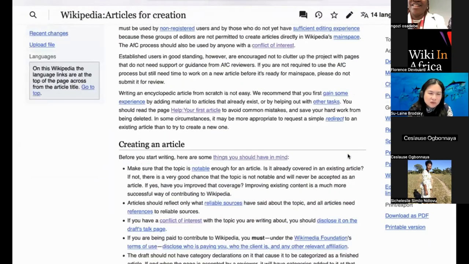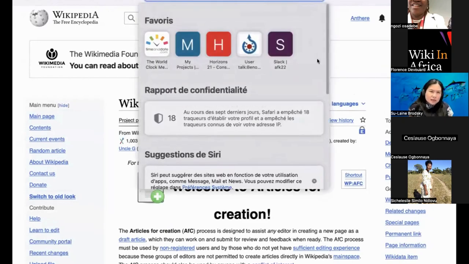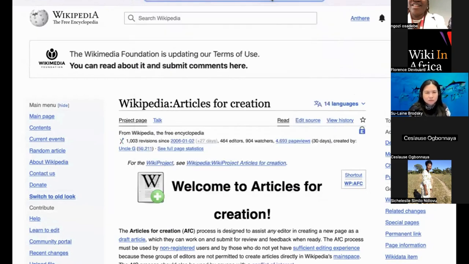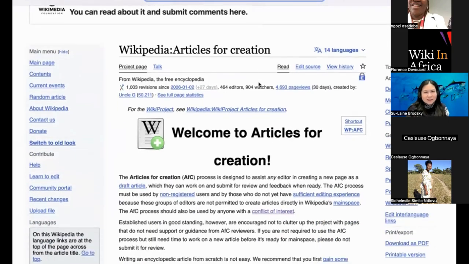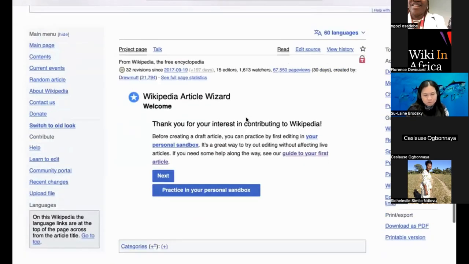If somebody objects to draftifying an article, then the next step is that he would need to actually get consensus for the deletion. Exactly. So here you see the page is Articles for Creation, and when you are in Articles for Creation, you have the box here, and you can click to start a new article, and this will be put in the Draftspace. Right. That's right.